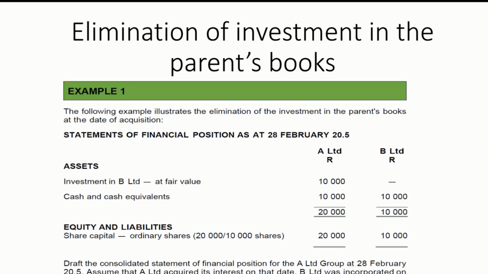So what does that mean? It means that this is the 10,000 that B recorded when it said debit bank, credit share capital. So this 10,000 must be the 10,000 that B issued to A, isn't it? This 10,000 share capital is the share capital that B Limited gave to A when A acquired it. Does that make sense? Must I repeat?